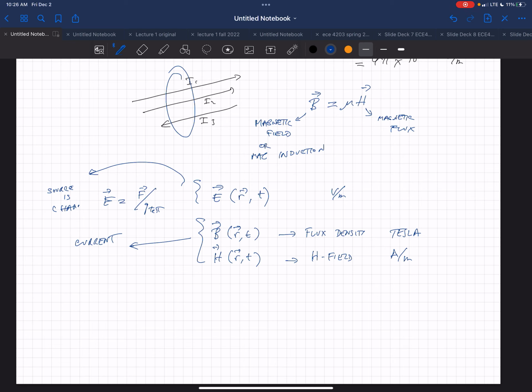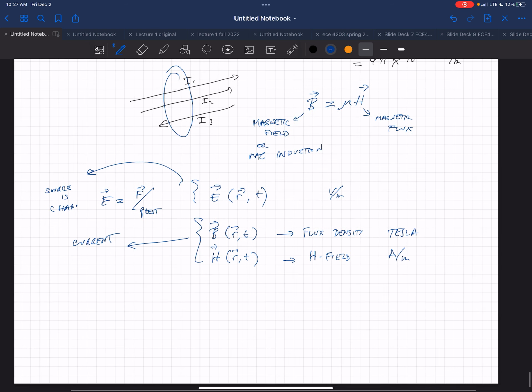Vector E equals vector F over a test charge. Because the force is between two charges, if I want to introduce this concept of electric field, I have to sort of remove that second charge, theoretically, and put in a test charge there. Okay.